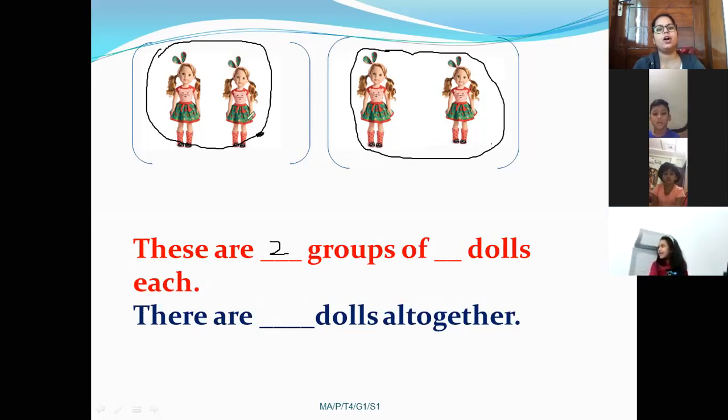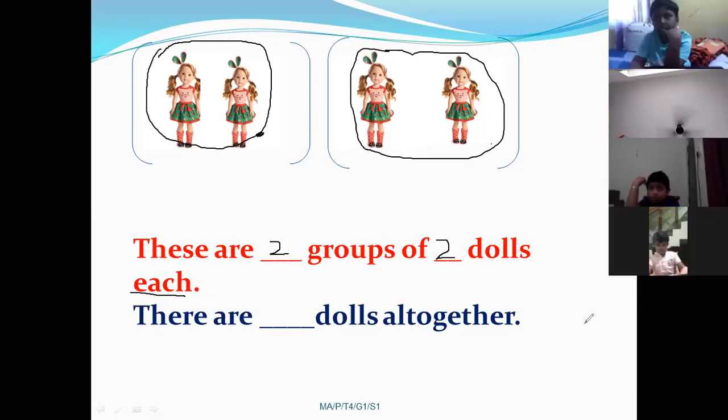In one group, there are how many dolls? 1 and 2. Right? So this means there are 2 dolls in each group. Each means 1. So there are 2 groups of 2 dolls each. This means there are 2 groups and in one group there are 2 dolls.